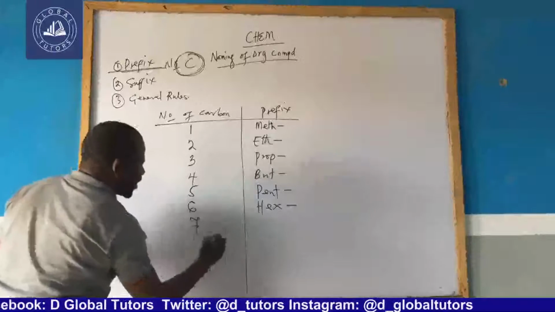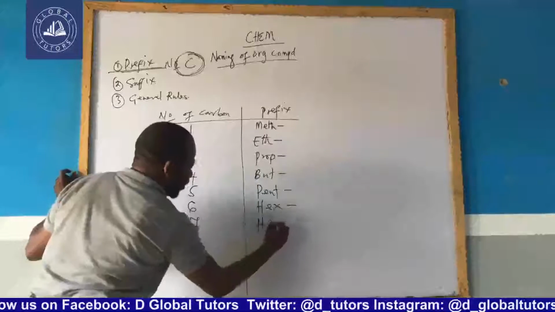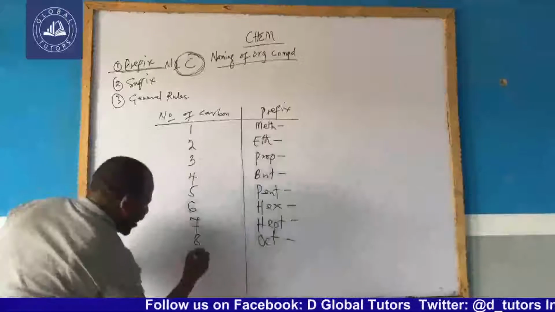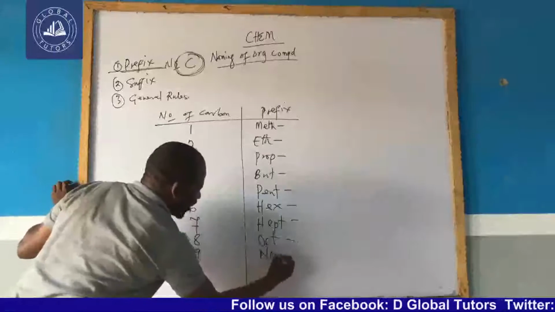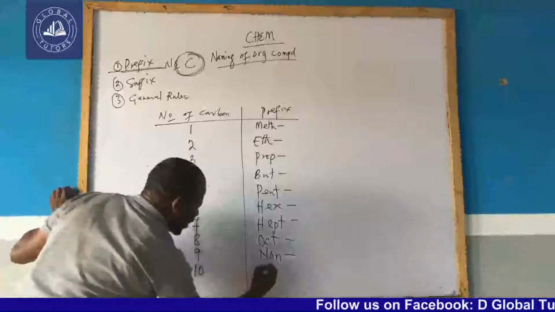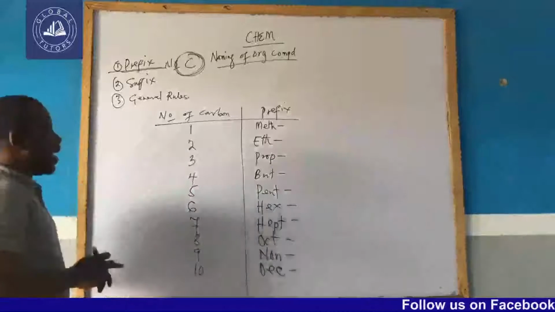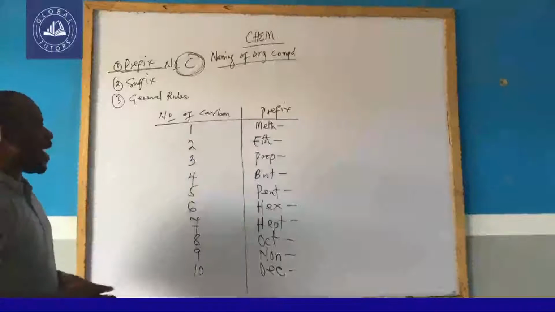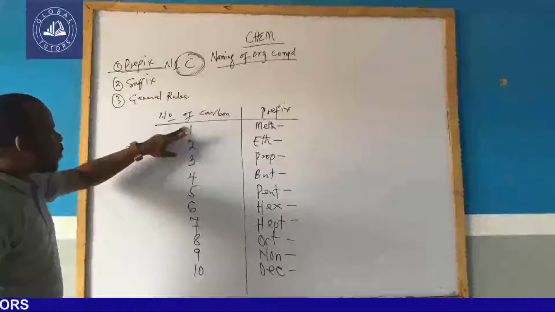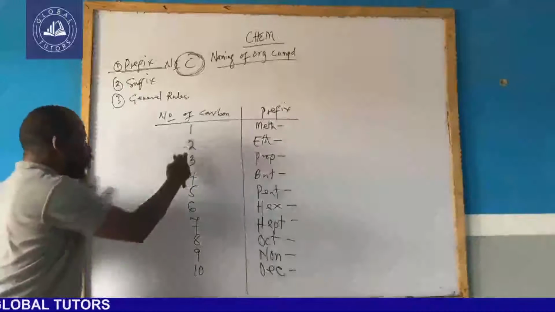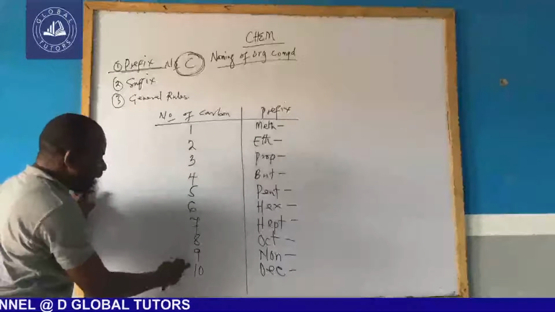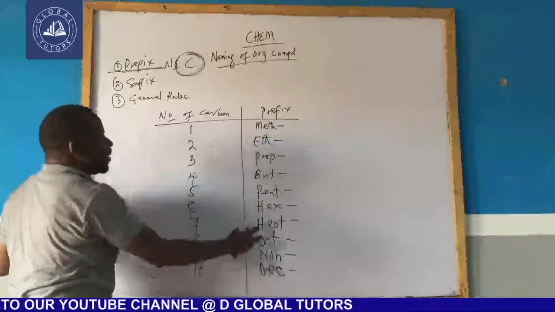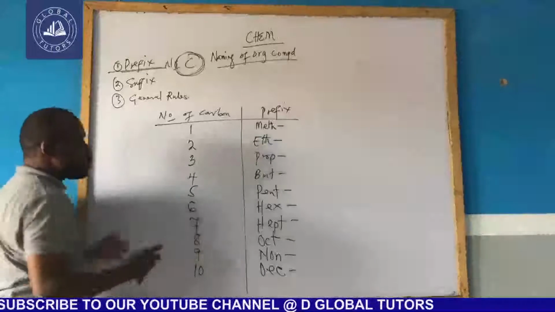If the number of carbon is 7, you use the prefix hept. If the number of carbon is 8, you use the prefix oct. If the number of carbon is 9, you use the prefix non. And if the number of carbon is 10, you use the prefix dec. Now, what I'm trying to point out is, if you look at an organic compound and the number of carbon you have there is 1, 2, 3, 4, 5, 6, 7, 8, 9, 10, these are the various prefixes that you're going to use for them.